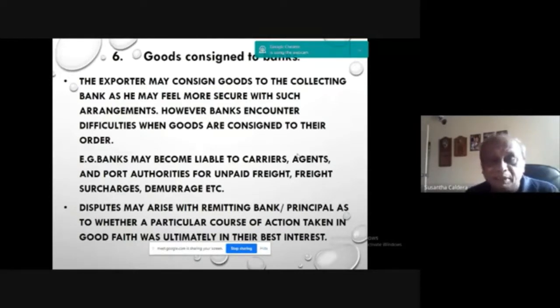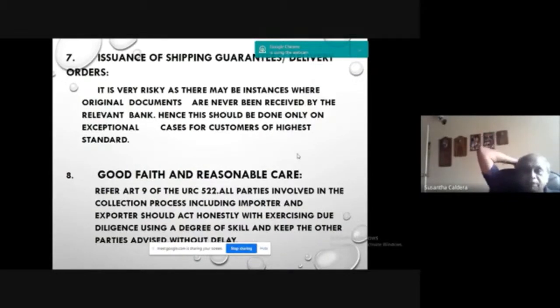Disputes may arise with the remitting bank principal as to whether a particular course of action taken in good faith was ultimately in their best interest. Right? Issuance of shipping guarantees and delivery orders, I have discussed. Good faith and reasonable care, Article 9, I have discussed. Right? Those are the issues.